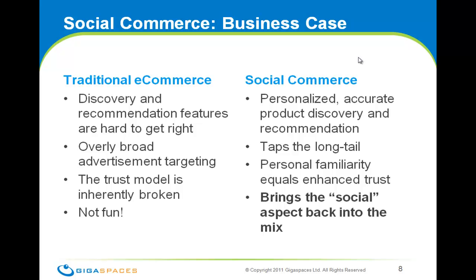Perhaps the worst thing about traditional e-commerce is that it basically isn't fun. Sure, there's some satisfaction from going on a shopping binge online, but the nature of shopping is social. You go to the mall with your friends. You go on a shopping spree for Christmas to buy products for your family. It's always a social experience. There's always the social context. So social commerce basically aims to resolve some of these problems by, first of all, providing personalized and accurate product discovery.